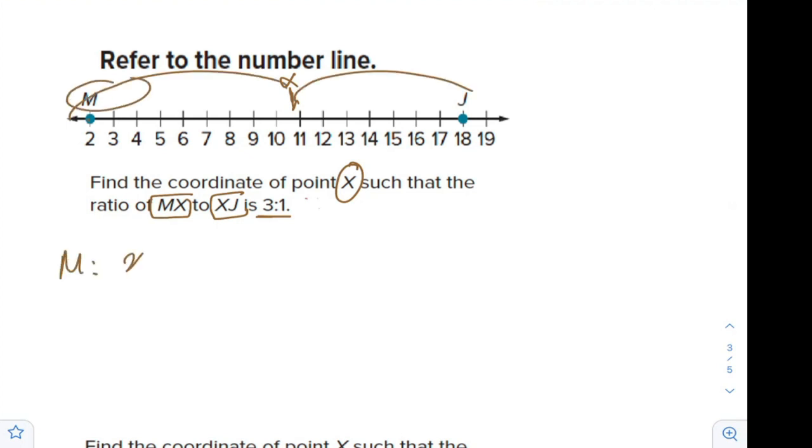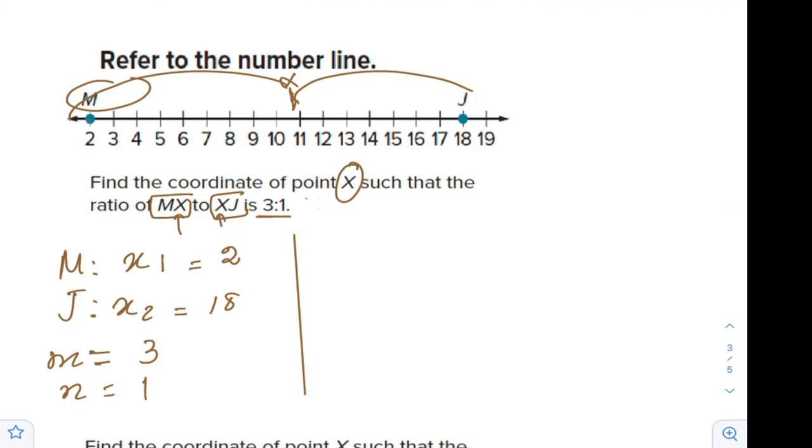So where is the starting point? M. Where is the final point or the terminal point? It is j. So x is the point that he wants to locate, the point we want to place at a certain ratio. Final point is x2. x1 is 2, x2 is 18. This is important to order your solution. Now, what is m to n? M to n is 3 to 1. Means m is the 3 and n is the 1. Now we have all the information we need.